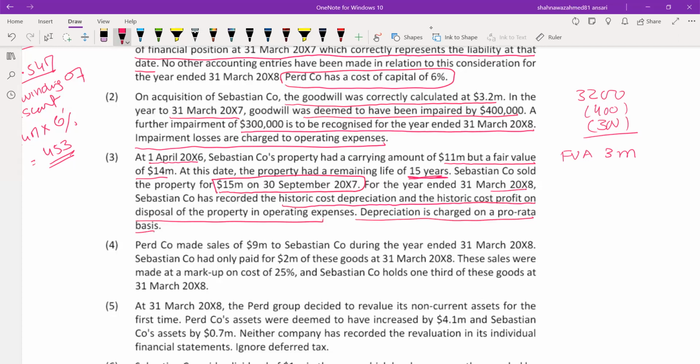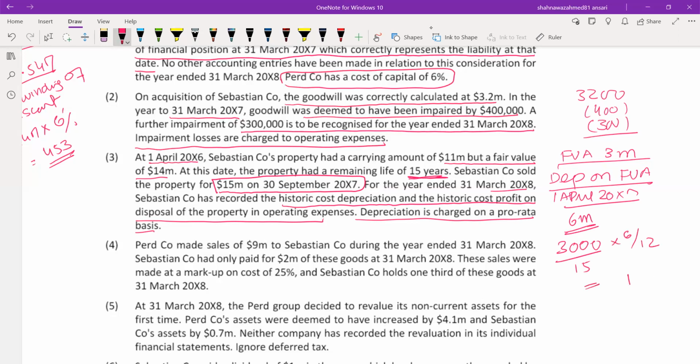First of all, we need to find out depreciation on the fair value adjustment, from 1st April 20x6 to 30th September 20x7. Our year started from 1st April 20x7, so April, May, June, July, August, September. So it's 6 months depreciation. So 3,000 divided by 15 years multiplied by 6 divided by 12, and depreciation is 100.